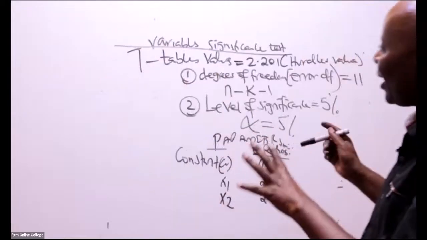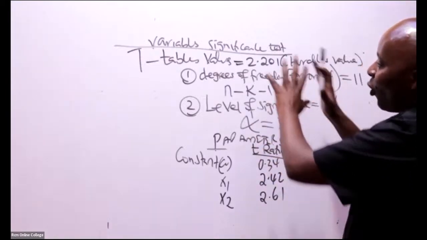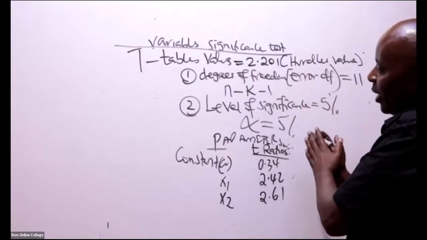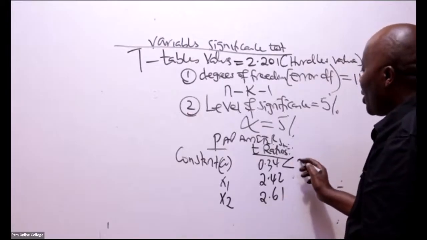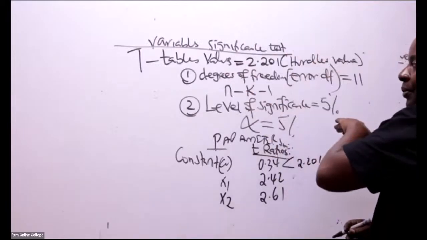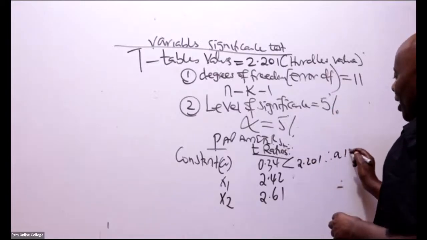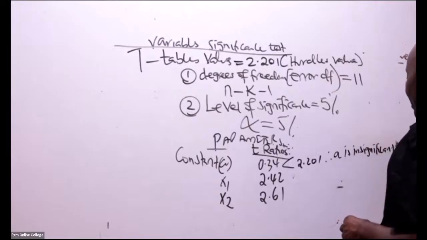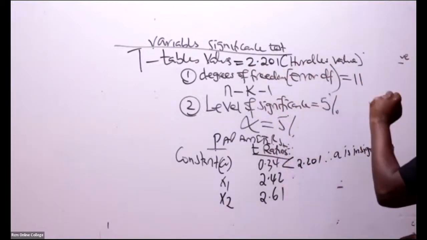So remember, we are using the t statistics, and the t statistics will always have what we call the t table value for all of them, which you've been able to read from the table, which is 2.201. This is the measure of significance. So now you can see this constant has a value of 0.34, which is less than 2.201. It has not been able to pass over our hurdle. So it means that the A value is insignificant.